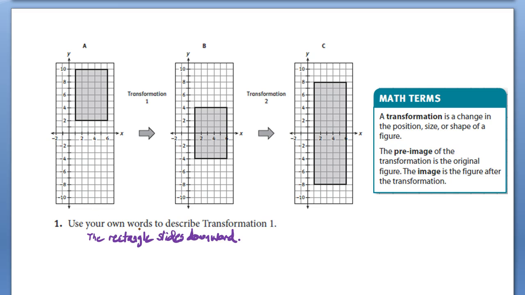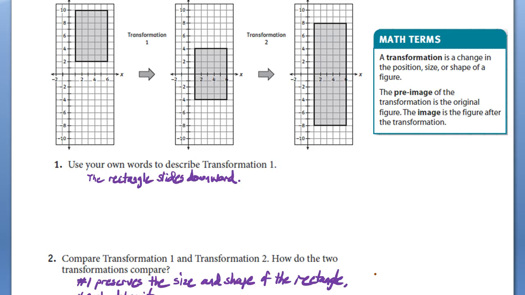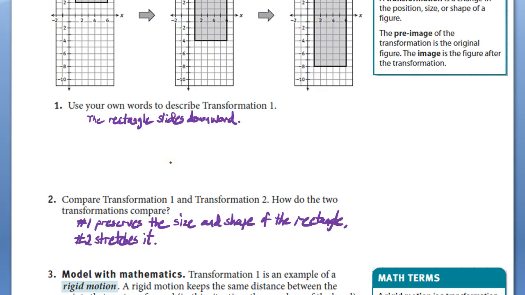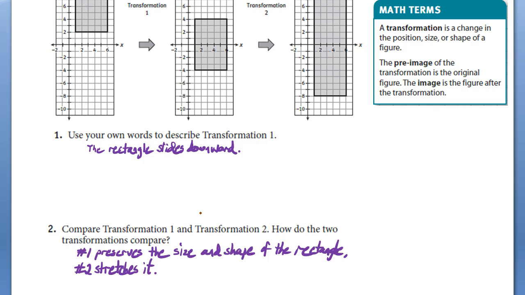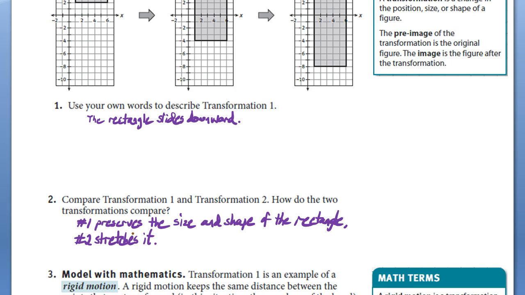Number 1, use your own words to describe transformation 1. So what happens from the pre-image to create this image? Looks like the rectangle slides downward. Number 2, compare transformation 1 and transformation 2. How do the 2 transformations compare? Well, in transformation 1, that rectangle is the same size and shape as the original rectangle. But in transformation 2, the rectangle has been stretched. And so that's what I answered here in purple. Number 1 preserves the size and shape of the rectangle, but number 2 stretches it.